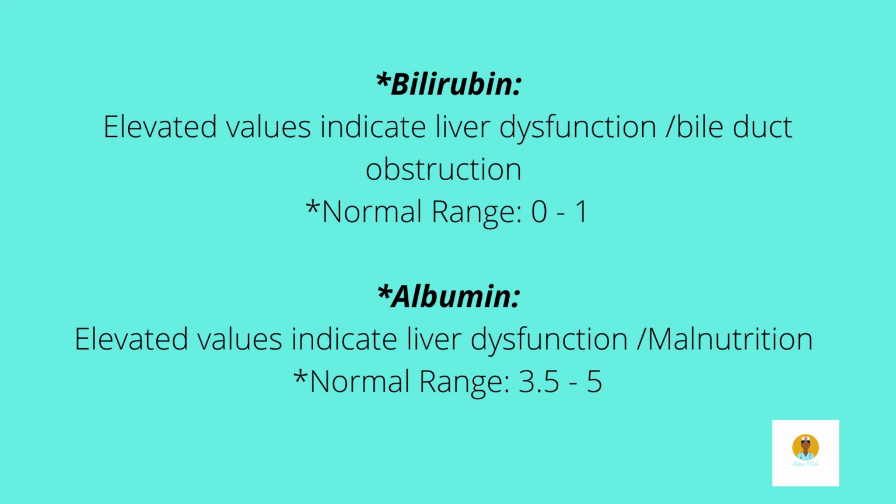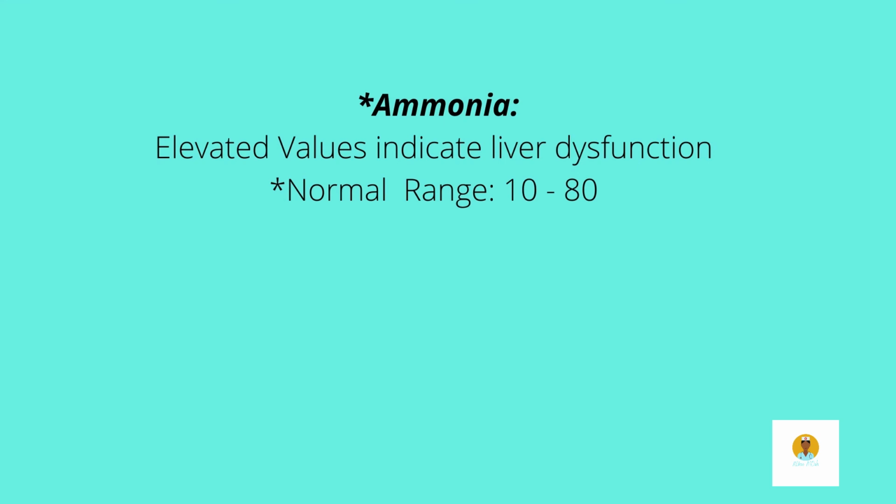3.5 to 5. If albumin levels are abnormal, it could be indicative of liver dysfunction or malnutrition. And also remember, albumin has an association with volume expansion, right? And also protein synthesis. Ammonia. Ammonia ranges between 10 to 80, and when these levels are elevated, it could be indicative of liver dysfunction.